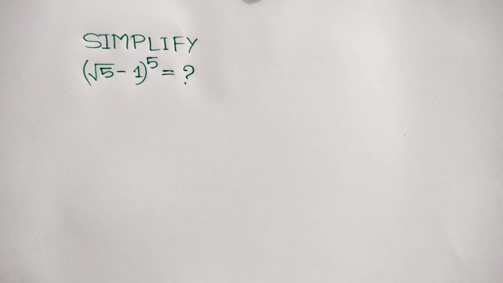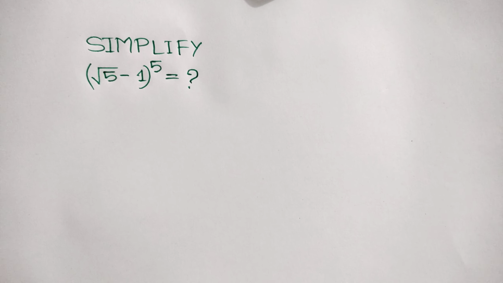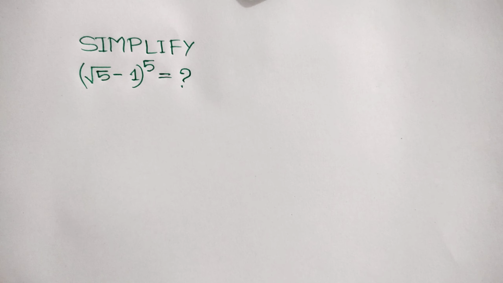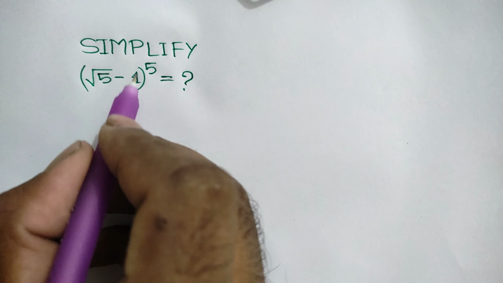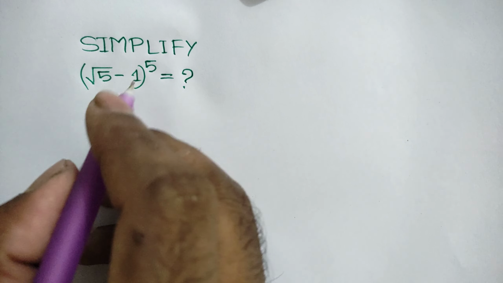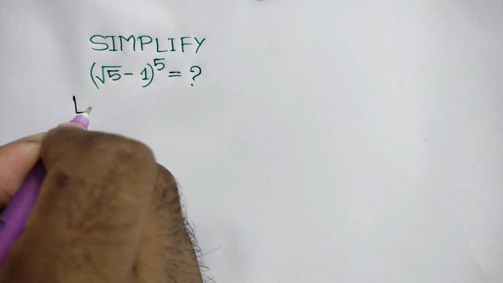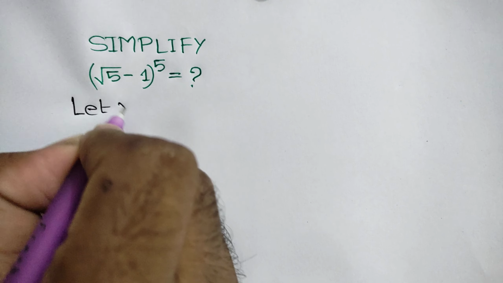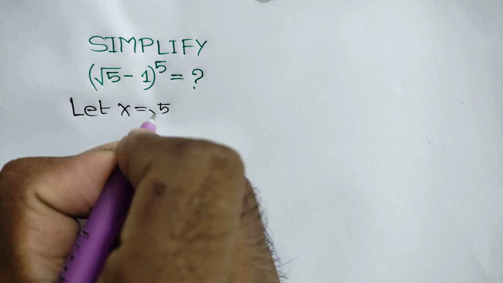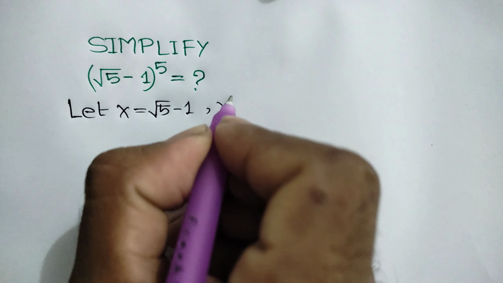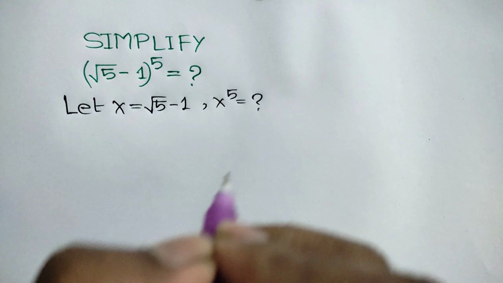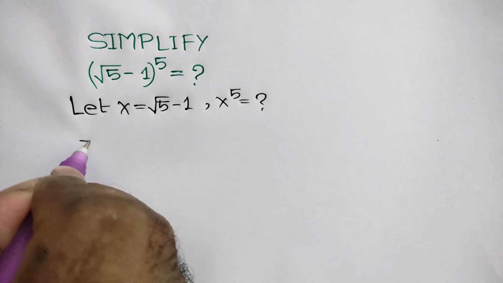Hi everyone, in this video I am going to show how to simplify this math Olympiad problem without a calculator, where (√5 − 1)^5 is equal to what? Let x = √5 − 1. So we are finding out what x^5 is equal to.